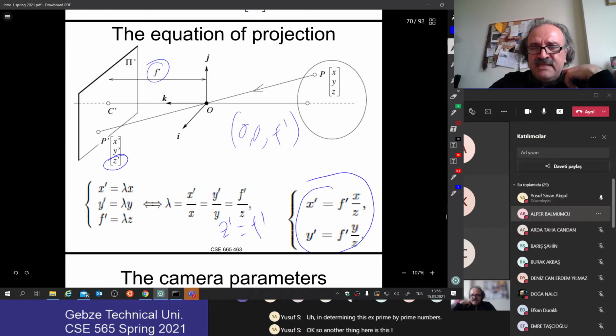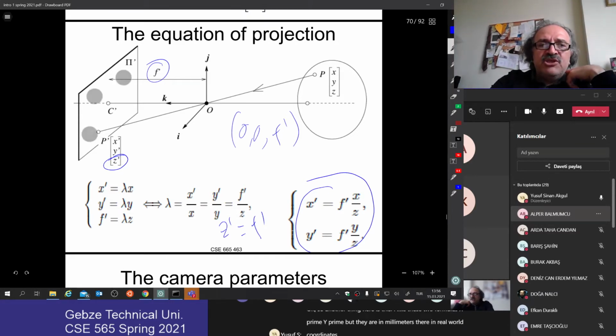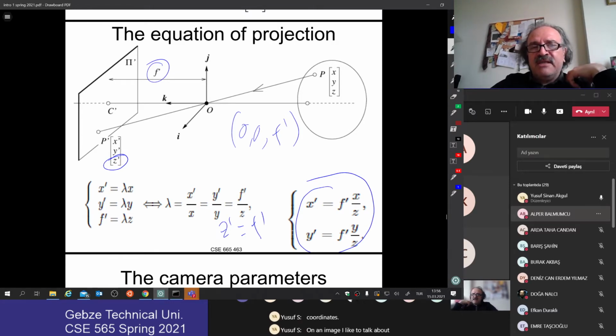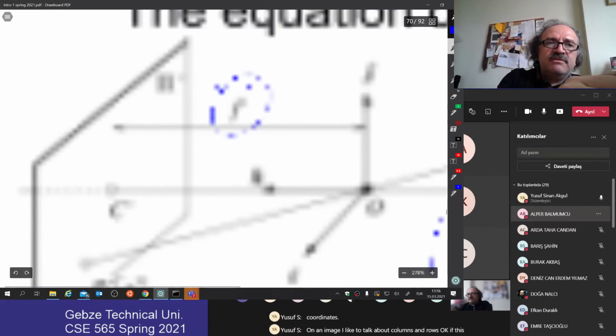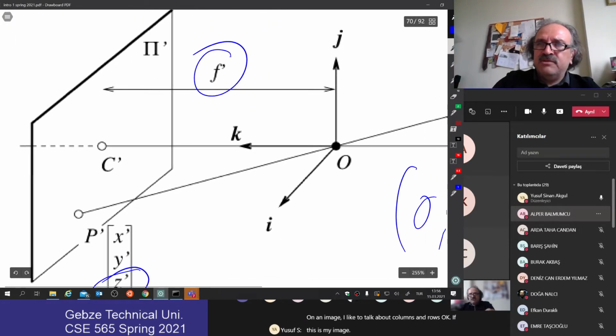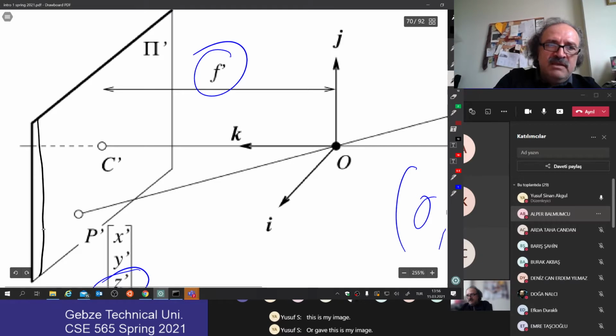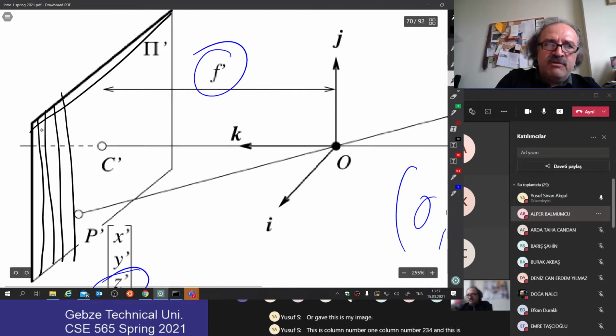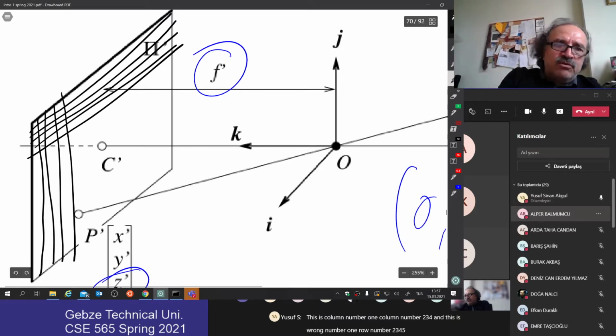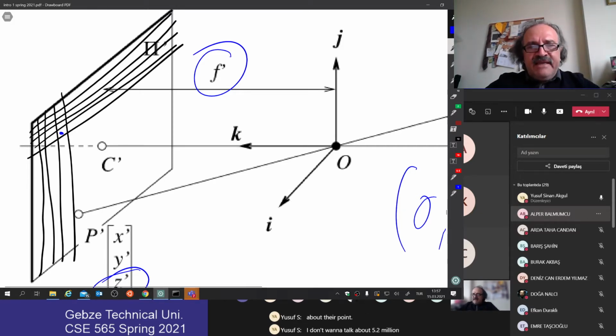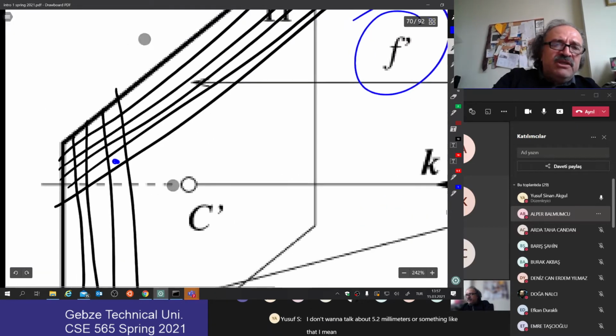Another thing here is this. I like these two formulas, X prime and Y prime, but they are in millimeters. They are in real world coordinates. On an image, I like to talk about columns and rows. If this is my image, this is column number 1, column number 2, 3, 4, and this is row number 1, row number 2, 3, 4, 5. And if I like to talk about a point, I don't want to talk about 5.2 millimeters or something like that.